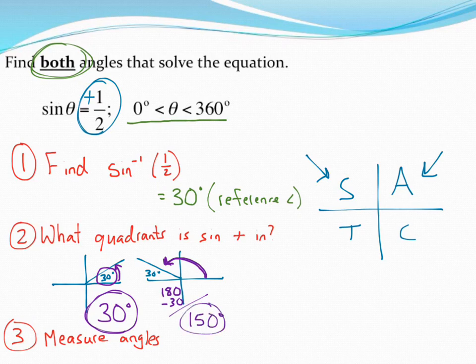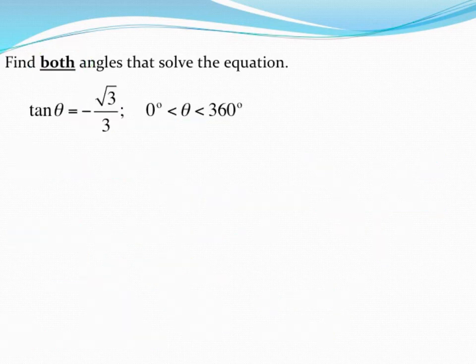And so those are the two angles whose sine is positive 1/2. You can always check these very simply. Type in your calculator sine of 30, making sure you're in degree mode, and you'll see that it does come up positive 1/2. Also type in sine of 150 degrees, and you'll see that it also comes out to be positive 1/2. So there are my two answers. Let's go ahead and try one more question.